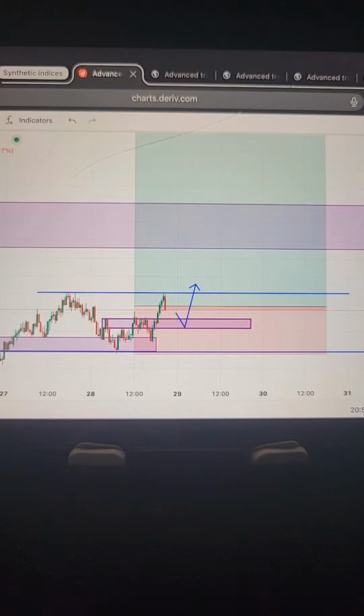But the beauty part of it is that you can use the lowest lot size, 0.0001. You can use the lowest lot size on volatility 75. So in order for you not to blow your account, you can make sure that you're always using the lowest lot size if you are using a smaller account.